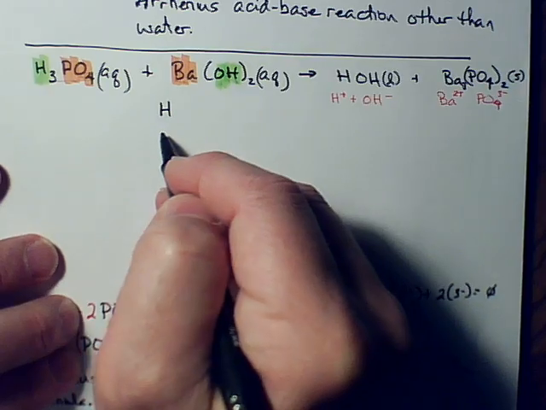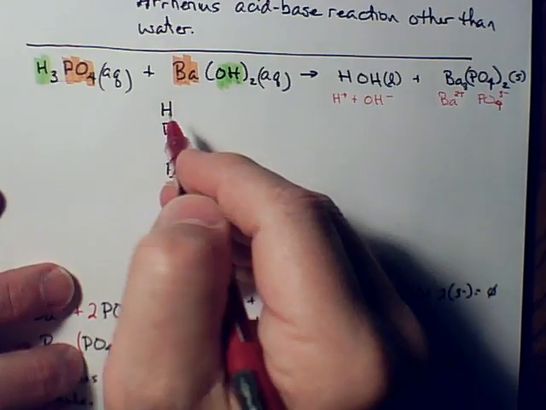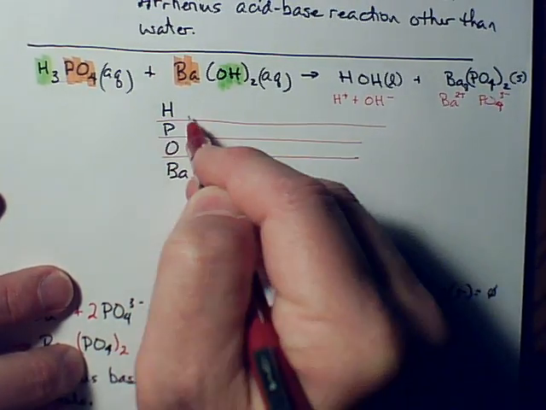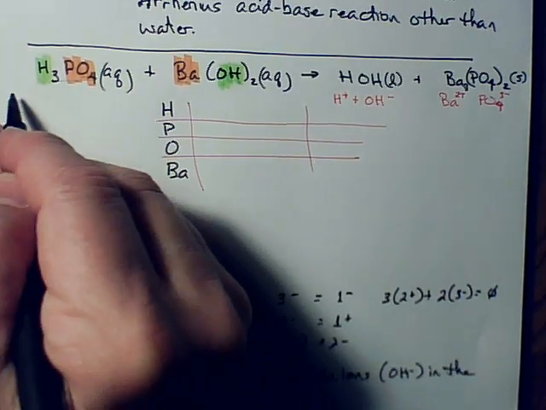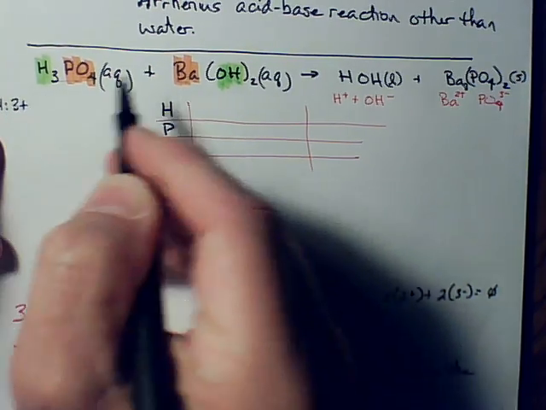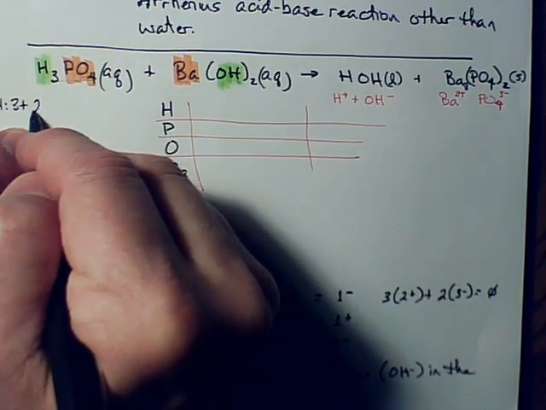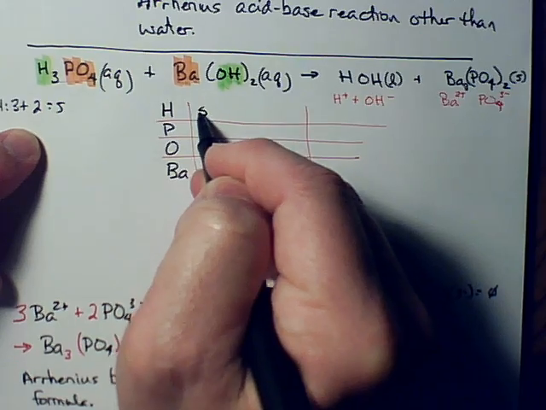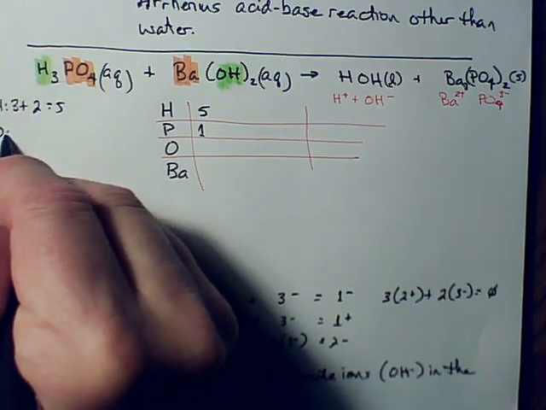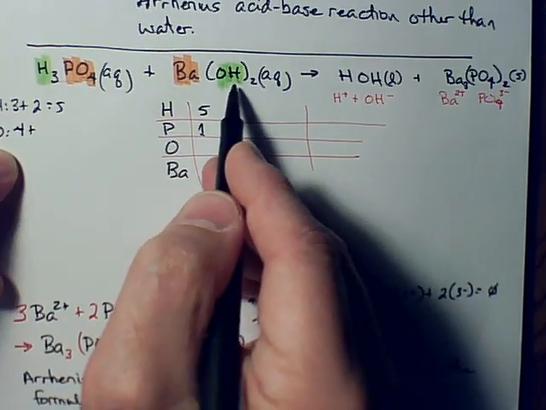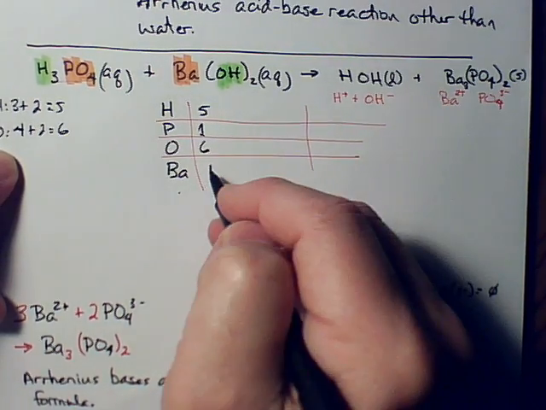List all your elements: hydrogen, phosphorus, oxygen, and barium. Make a grid. Count up all the hydrogens. I've got 3 hydrogens here. And I've got 2 hydrogens here. The 2 on the outside of the parentheses multiplies everything inside. So 2 hydrogens and 3 hydrogens is 5. I have 1 phosphorus. I have 4 oxygens here, plus 2 oxygens here, so I have 6 oxygens, and I have 1 barium on the left side.